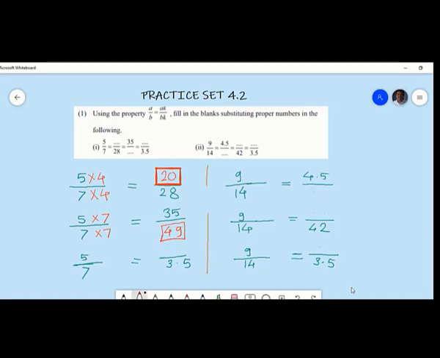Then last, 5 upon 7 is equal to dash dash upon 3.5. Which number is multiplied by 7 to get 3.5? 7's half. 7 half is 3.5. So 7 is multiplied by 1 upon 2. Then the numerator is also multiplied by 1 upon 2. 5 half is 2.5. 2.5 plus 2.5 is 5. Means 5 half is 2.5.